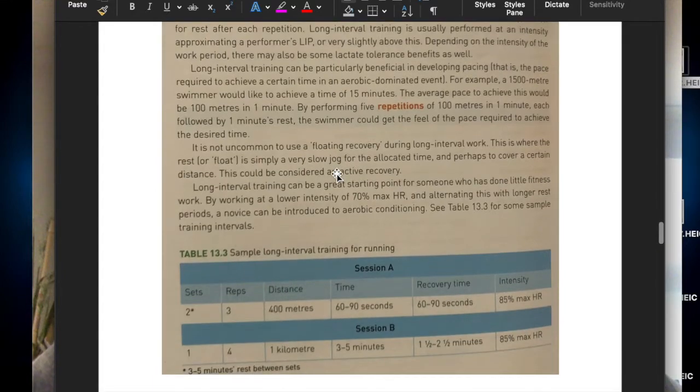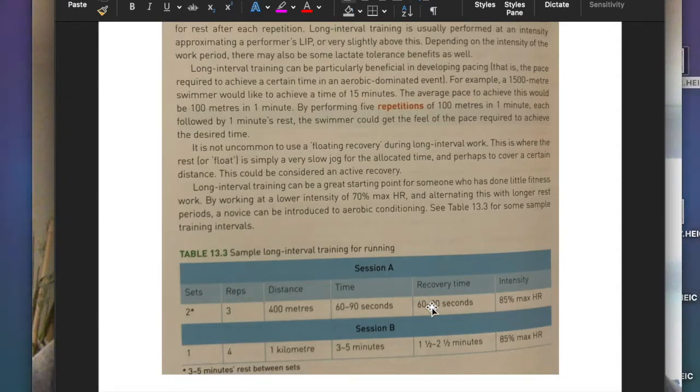That means that it's an example like this. We did 2 sets where we ran 3 times for 400 meters. So that took roughly 60 to 90 seconds to complete each 400 meter. And if it took 60 seconds, well then we have 60 seconds rest. If it took 90 seconds, then we have our 90 seconds rest. So the work to rest ratio stays at 1-to-1.